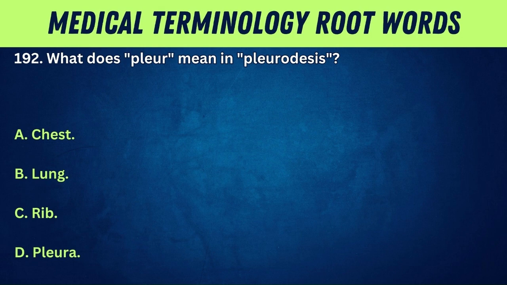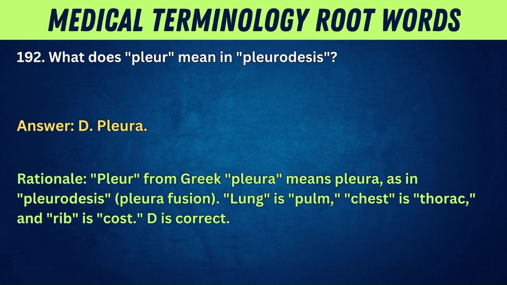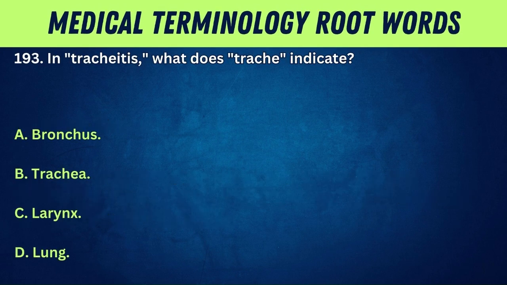192. What does pleur mean in pleurodesis? A. Chest. B. Lung. C. Rib. D. Pleura. Answer: D. Pleura. Rationale: pleur from Greek pleura means pleura, as in pleurodesis, pleura fusion. Lung is pulm, chest is thorac, and rib is cost. D is correct.